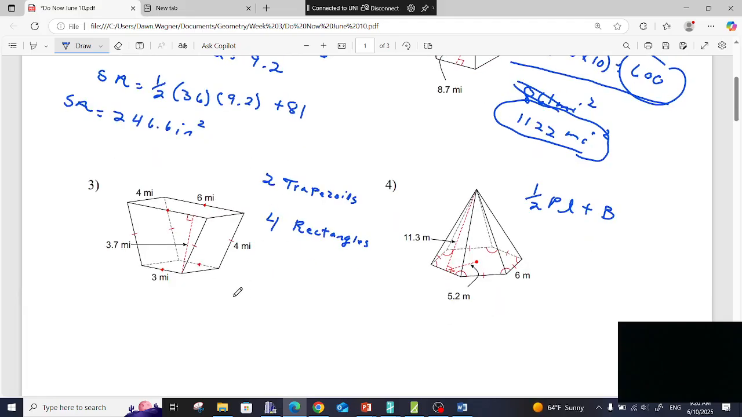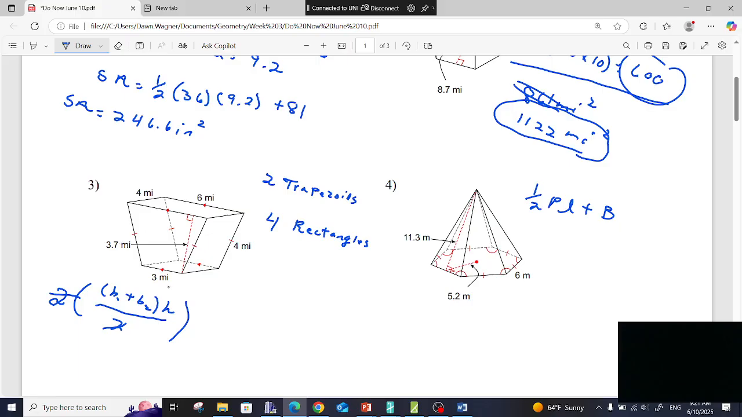Okay, same thing here. You have prisms again. Your trapezoids would be your parallel bases, and then you have four rectangles, with two of them being the same dimensions and two of them not. So for the trapezoids, I have two of them, and it's base 1 plus base 2 times height divided by 2. Now, since I'm multiplying by 2 and dividing by 2, those actually just cancel out.